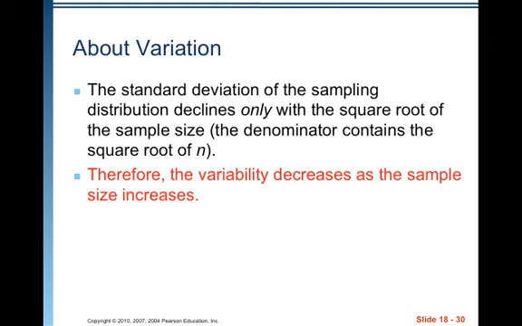The standard deviation of the sampling distribution declines only with the square root of the sample size, because the denominator contains the square root of n. Therefore, the variability decreases as the sample size increases, and that is something you need to know.